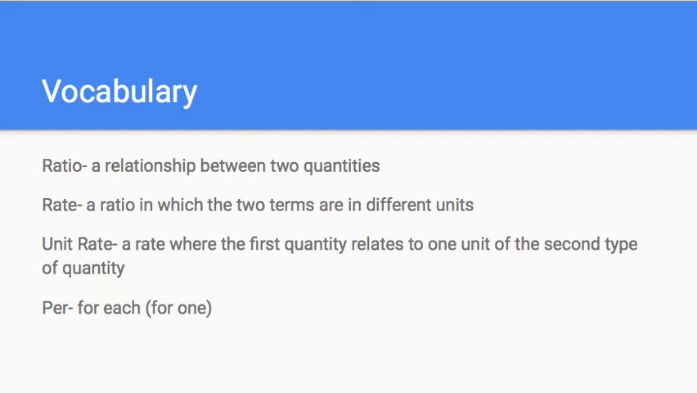And then a unit rate is where the first quantity relates to one unit of the second type. So it's when that second number is 1. And often you'll see this related as per, using the word per. Per, remember, means for each or for one. And it's also a sign that you divide. And that's how you actually solve for unit rate.